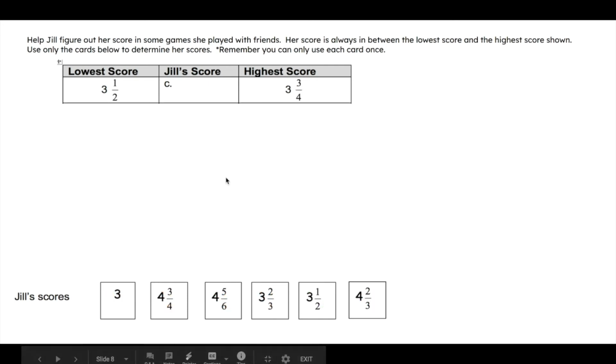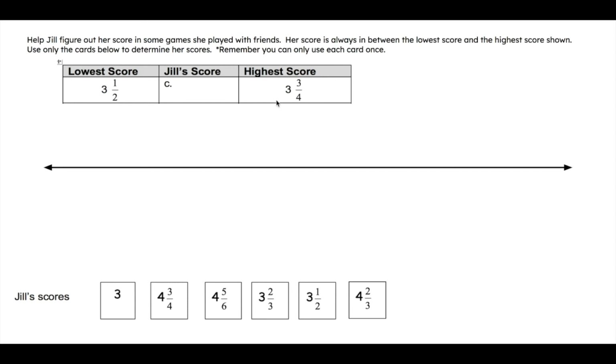Let's look at letter C. This is the last one we're going to do. Lowest score is 3 1/2. High score 3 3/4. Make my number line. Both of these numbers are more than 3 because this is 3 1/2. This is 3 3/4. So it's more than 3, but still not yet 4. So I know my number is going to be somewhere between 3 and 4. Okay, so I'm going to mark that on my number line.